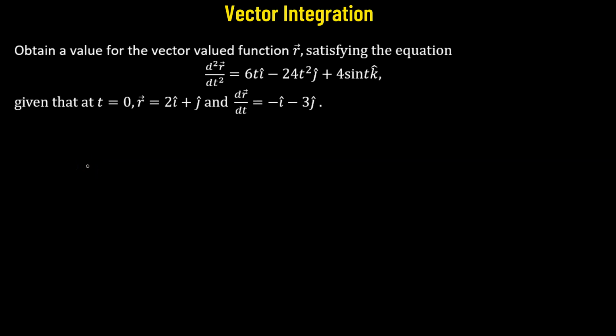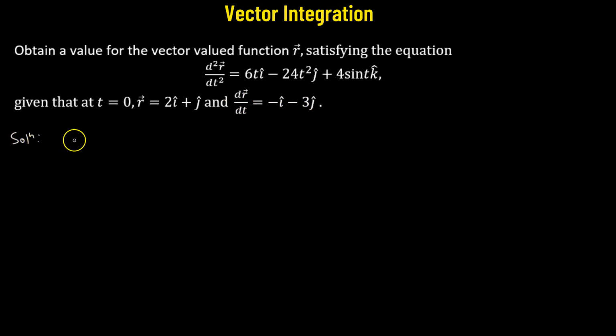So in this problem, we need to find a vector valued function r such that it satisfies this given differential equation. It's a second order differential equation, and it's given that at t equals 0, where t is a scalar parameter, r vector will be 2i cap plus j cap, and the first derivative of r with respect to t will be negative i cap minus 3j cap. So let's begin.